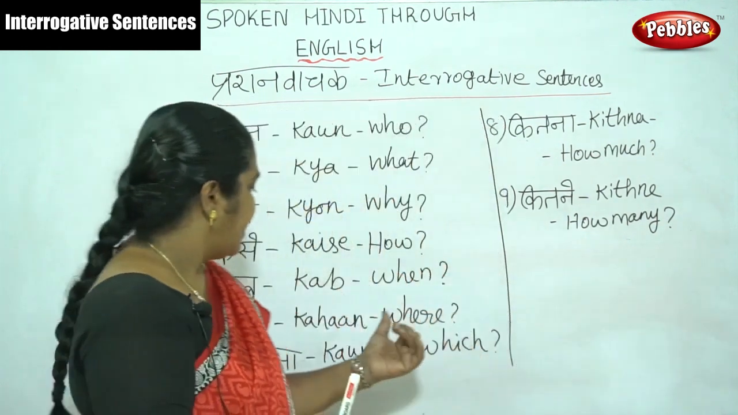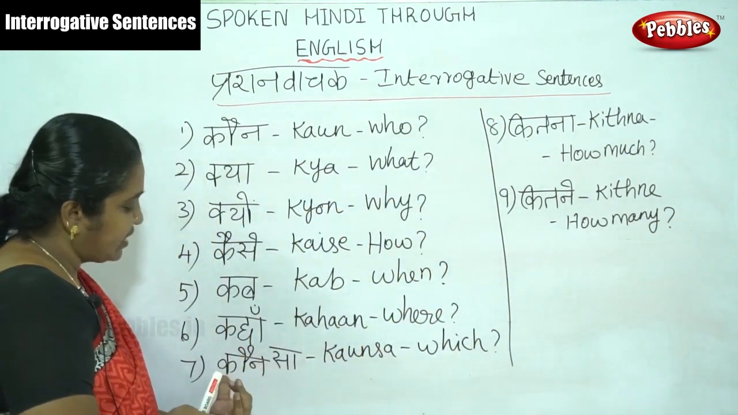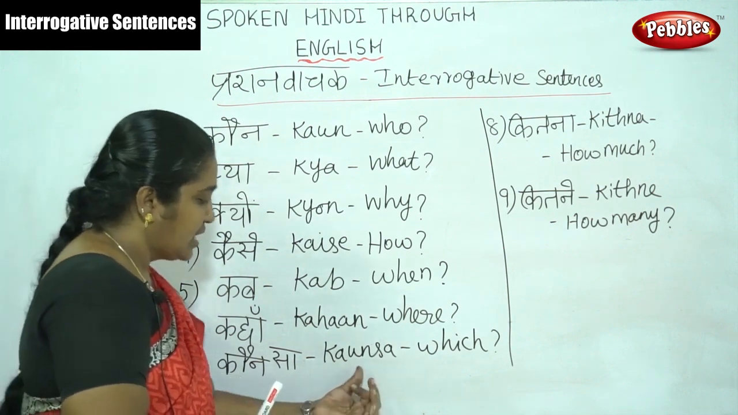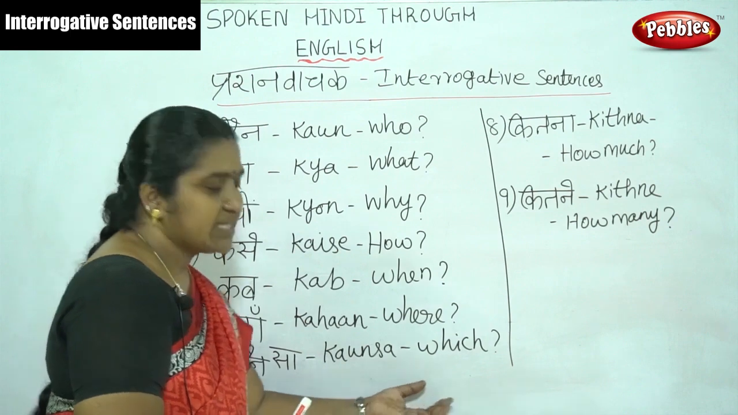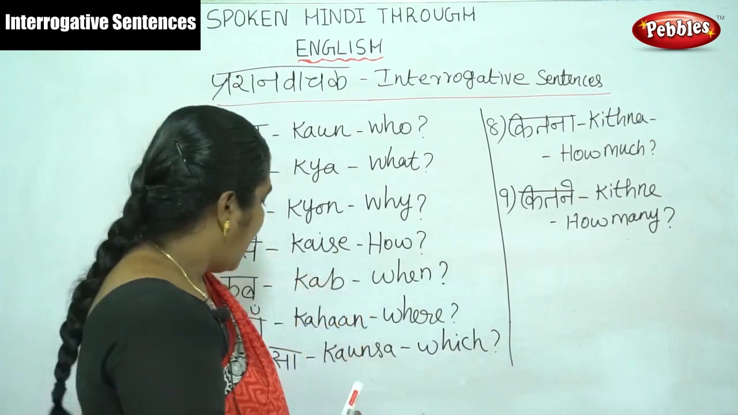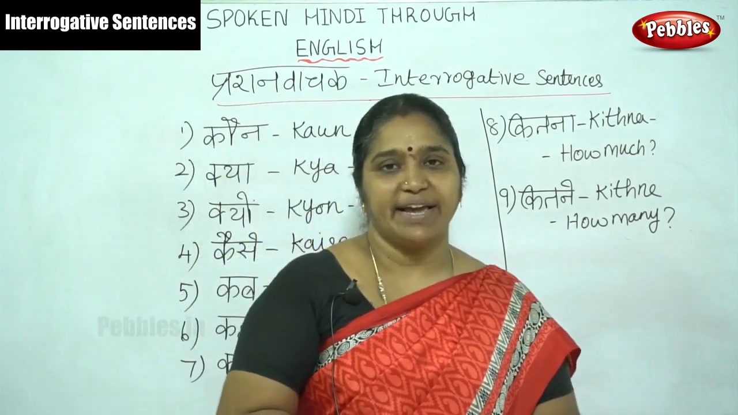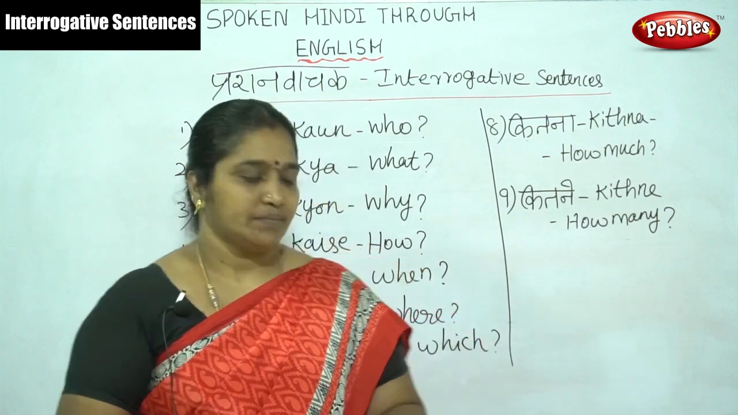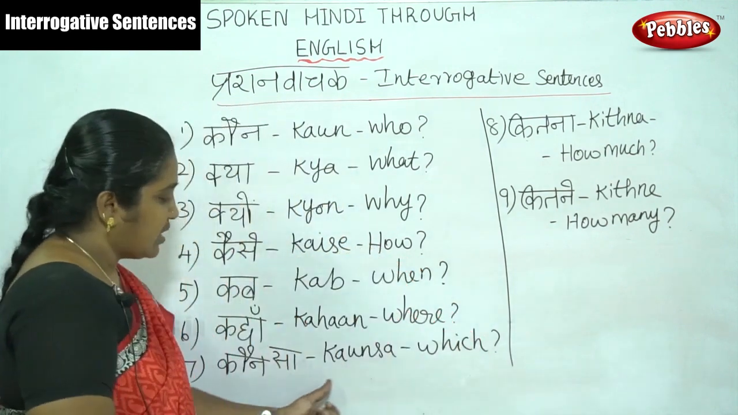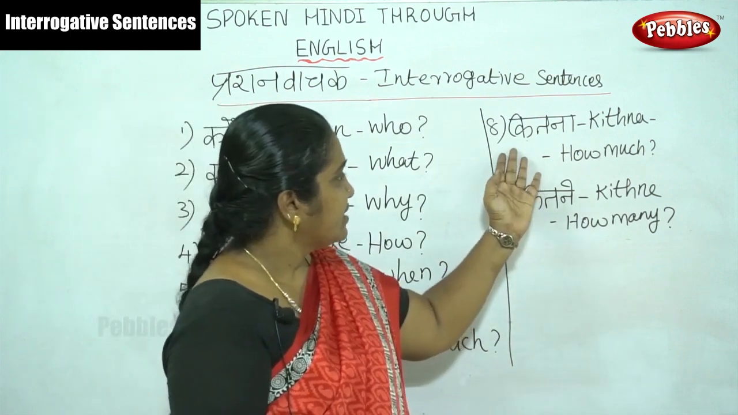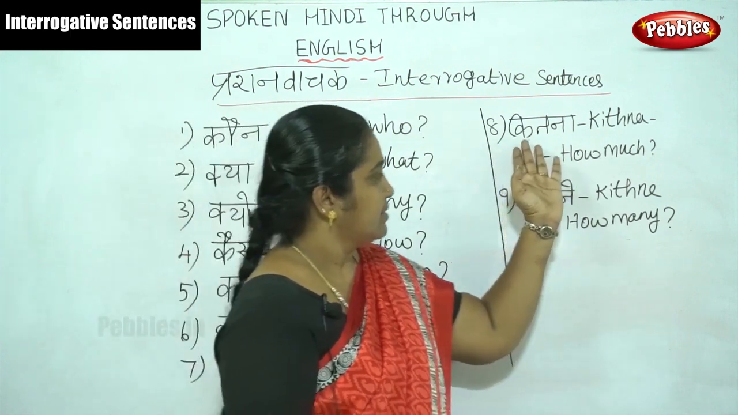Then for the seventh one, kaunsa. Pronunciation is kaunsa. The meaning is which. आज कौनसा दिन है? Which day is today? Kaunsa means which.